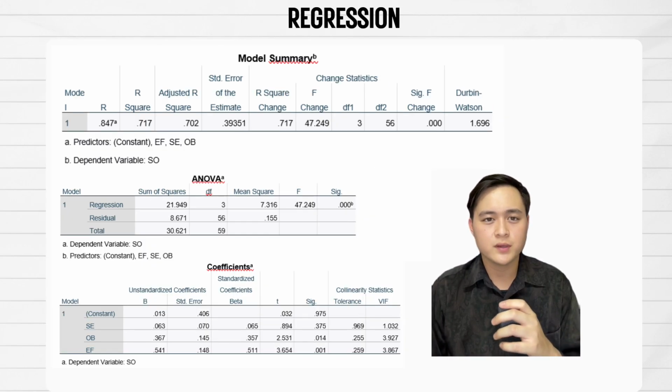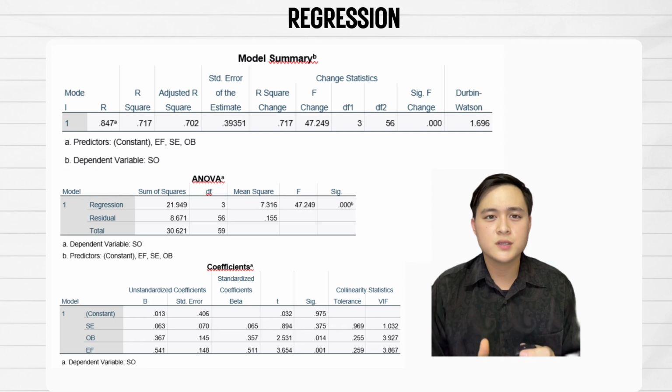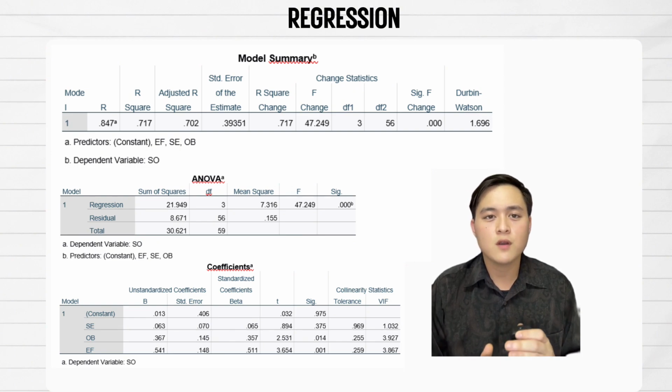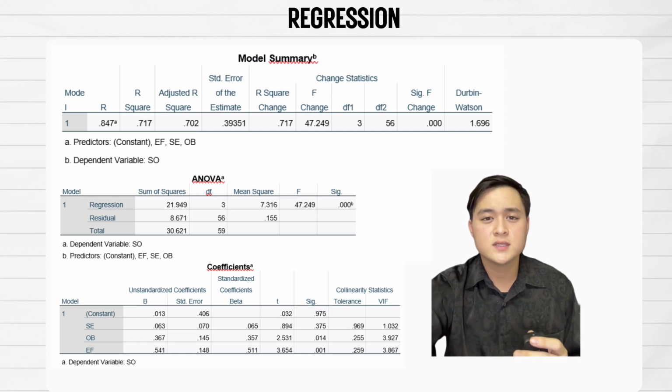Next is the regression model summary. The regression model shows a strong relationship between the independent variables EF, SE, and also the OB, and the dependent variable the SO, with an R value of 0.847. The model explained 71.7% of the variance in the SO, which is the R2 of 0.717, and the adjusted R2 is 0.702, indicating a good fit.